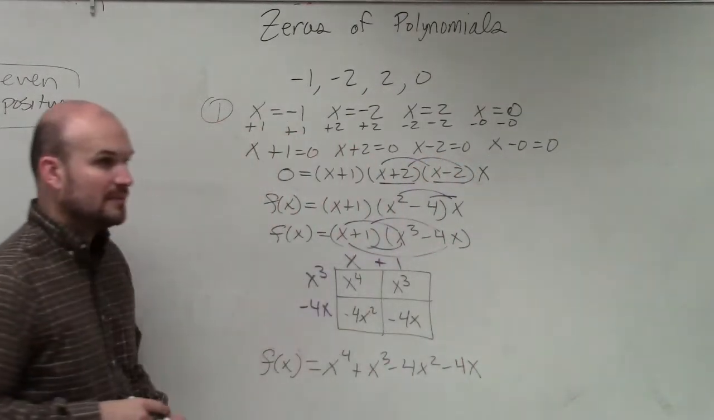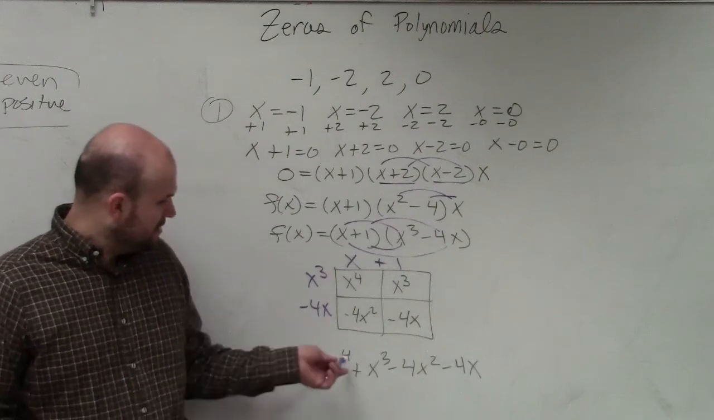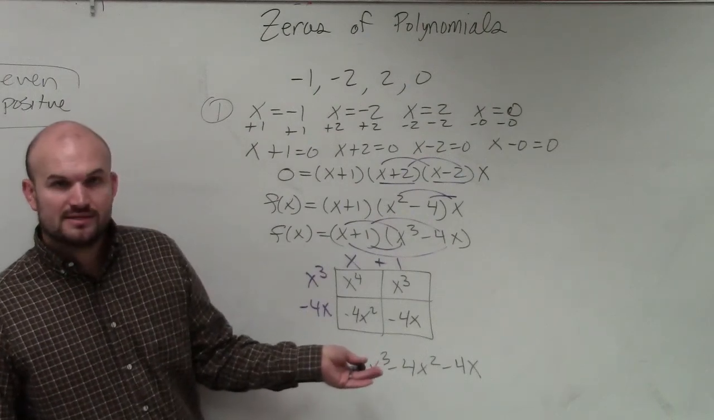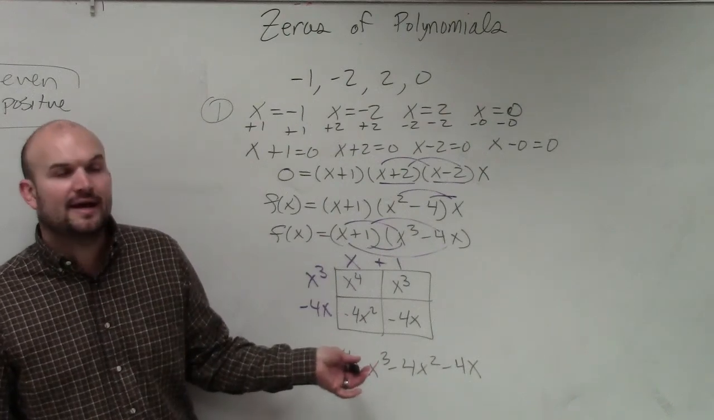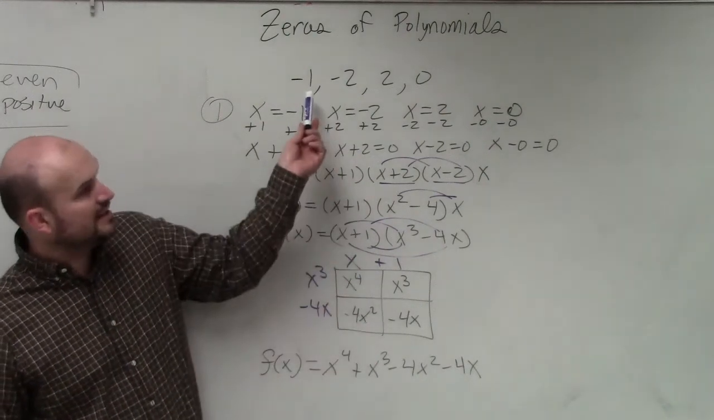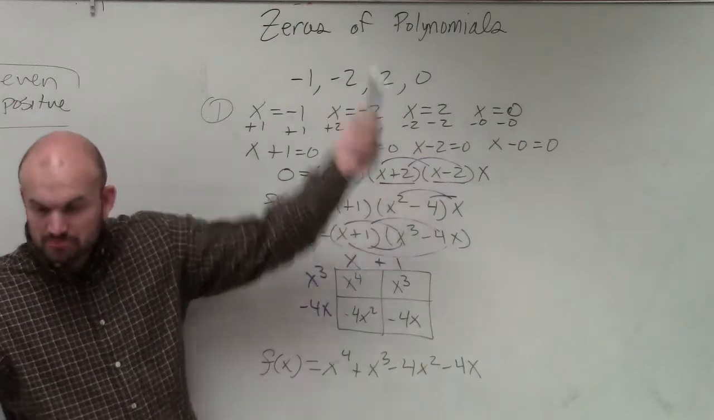Now, let's check our work. The degree is 4, correct? Yes? How many x-intercept solutions should I have? 4. How many did I have? I'm good.